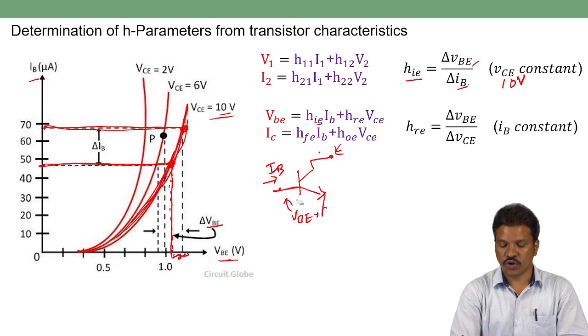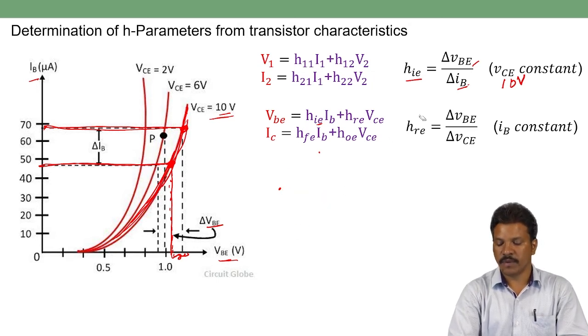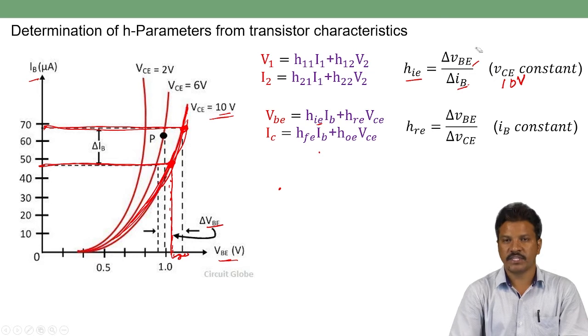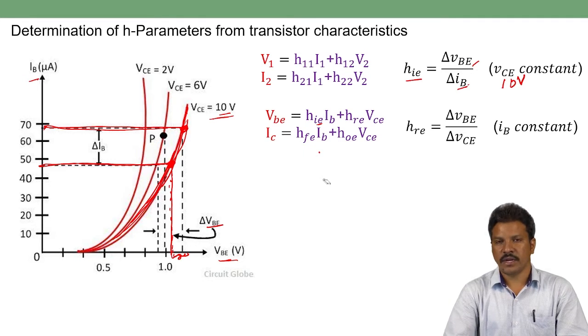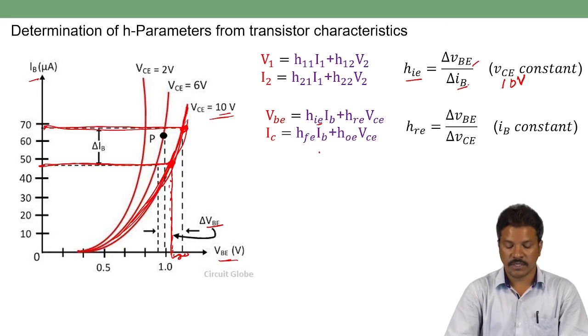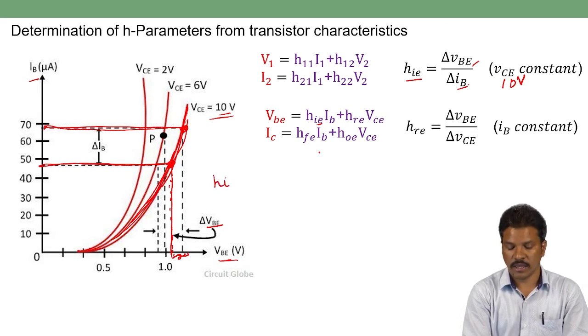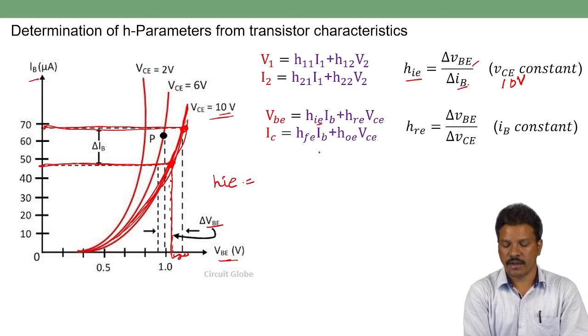So the ratio of the changing input voltage delta VBE divided by the changing current delta IB gives HIE, in some ohms or some kilo ohms. So we can measure here that HIE can be approximately calculated. It is the ratio of change in input voltage VBE. Suppose if you consider this voltage, this is the voltage we can represent here.